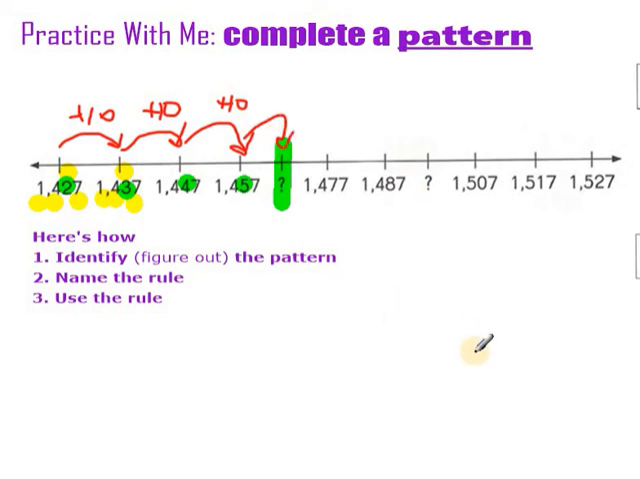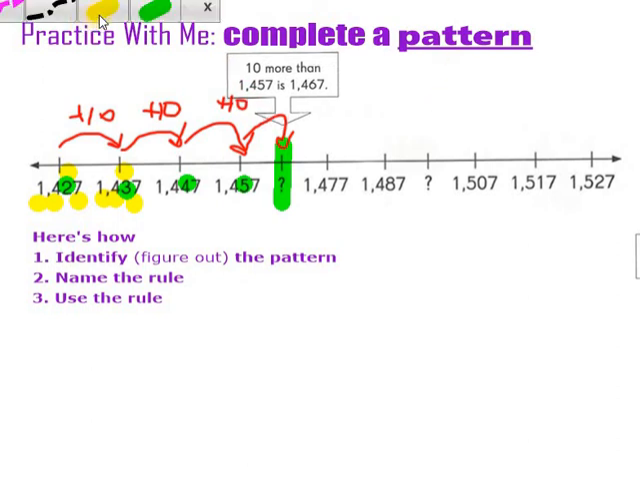All right, I want you to think about it. What number goes there? If you're not sure, press the pause button. I'm going to show the answer in a second. And there's our answer. 10 more than 1,457 is 1,467. That's the number that goes there.